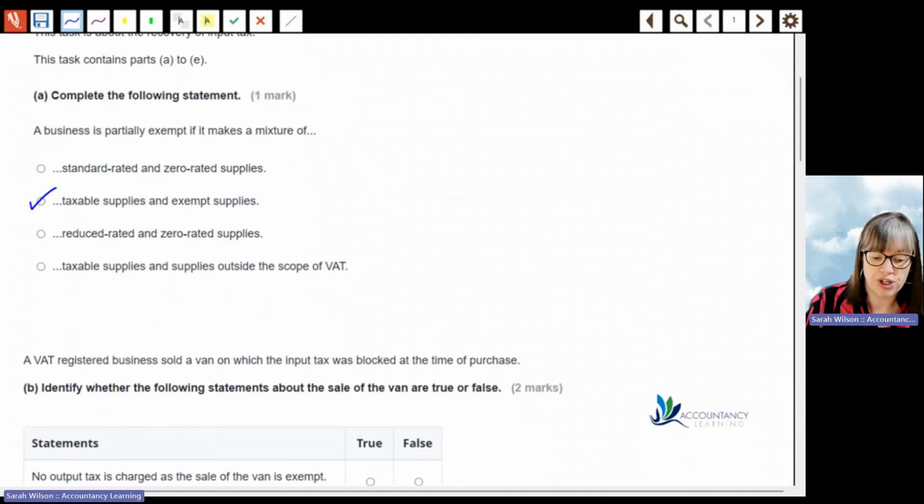For the other 2, reduced rated and 0 rated supplies, again, there's no exempt supplies in there at all. And taxable supplies and supplies outside the scope of VAT, again, there's nothing exempt about all of those. The supplies outside the scope of VAT are completely different. They're not exempt supplies.